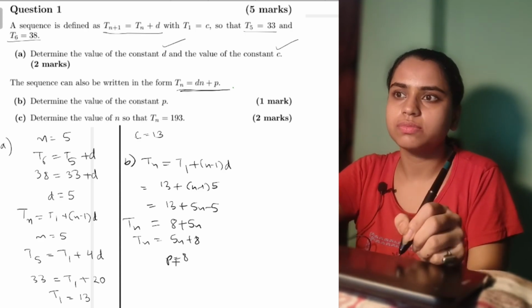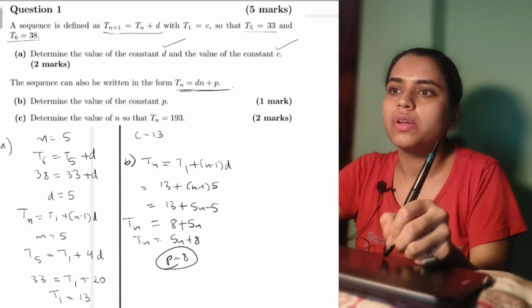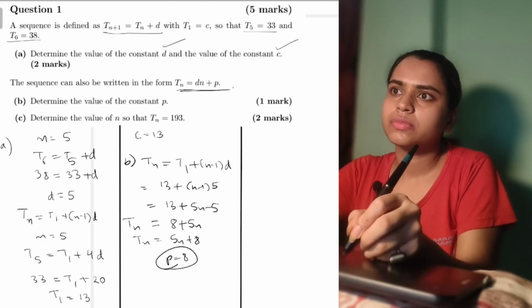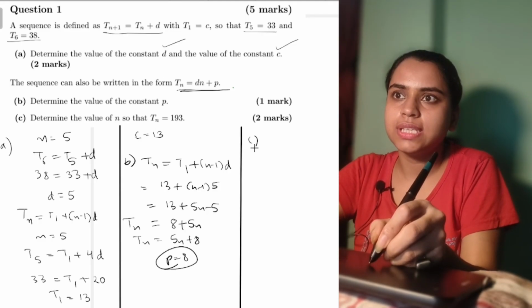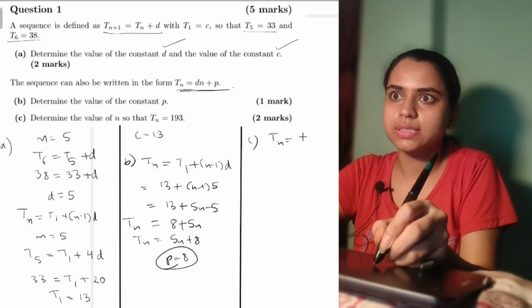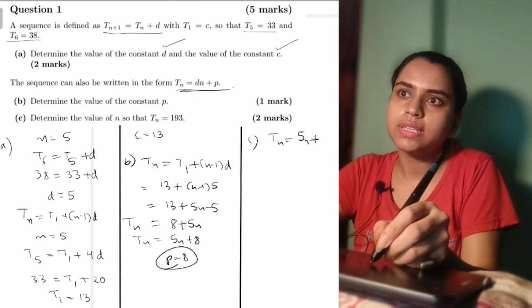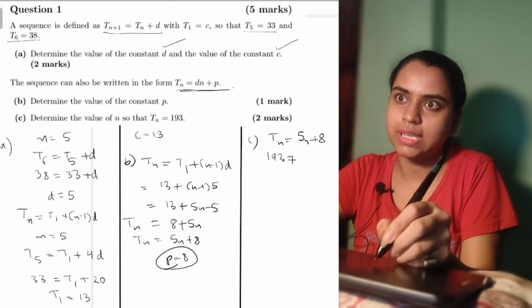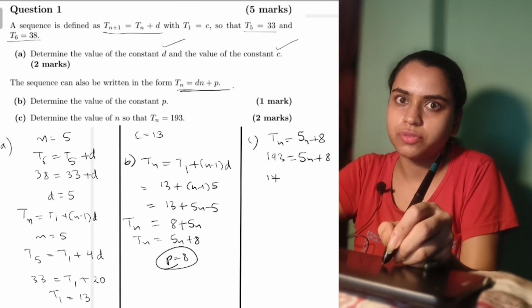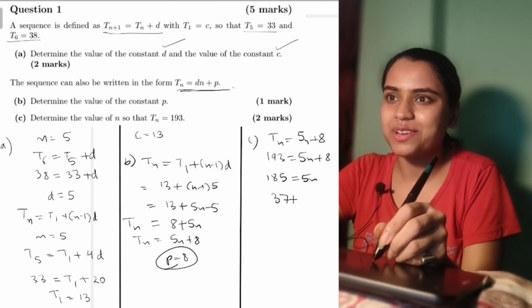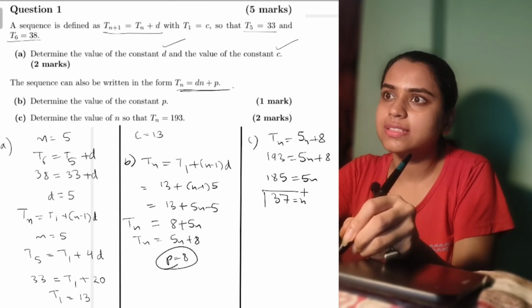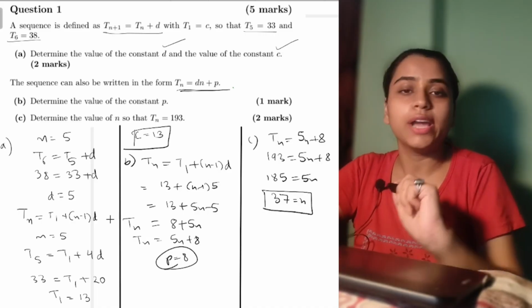So P is sorted. Now if P is known, what does part C say? The Tn is 193. So we know that Tn is 5n plus 8. So 193 is going to be 5n plus 8. That's 185 is equal to 5n. So your 37 is going to be equal to n. So we have our answer. I hope you find it useful.